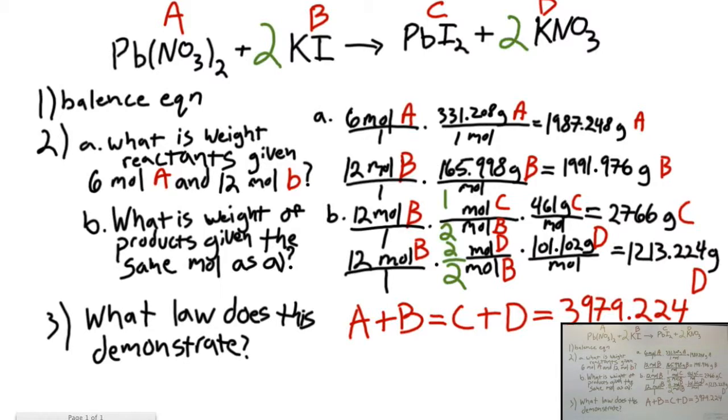Now, if we take the quantities of reactants, A plus B, and add them together, and take the quantity of products and add them together, C plus D, you will find that both sums are equal to 3979.224 grams. And by question 3, we can see that we have just demonstrated the law of conservation of mass. Thank you.